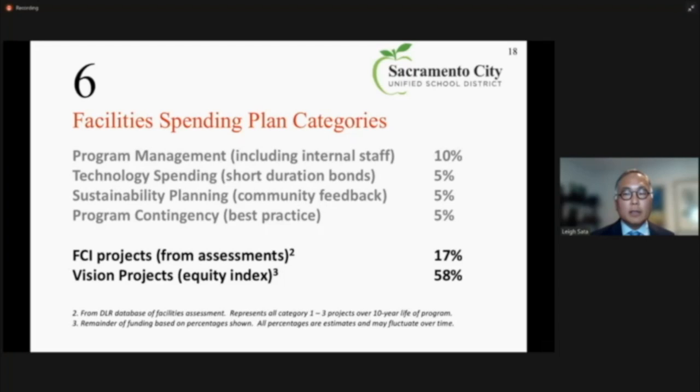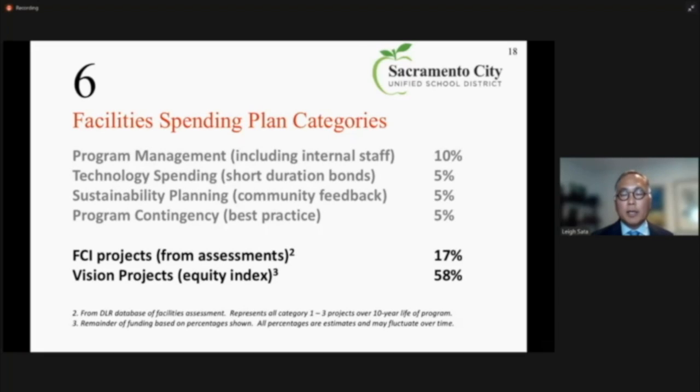The third item here is something that kept coming up in our community forums. As you recall, we had a series of community forums online. There were 5 of them, and we hope to continue those. But a consistent theme was the desire to have a sustainability plan. And so we're suggesting that that work needs to be done and there should be some set aside to address those issues. And then of course, we think that it's best practice to have a program contingency.